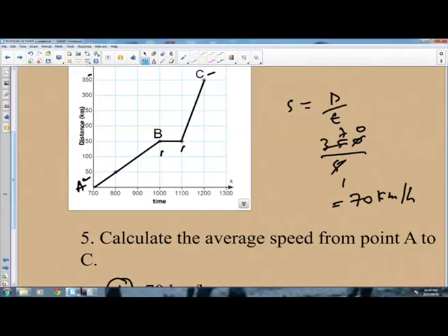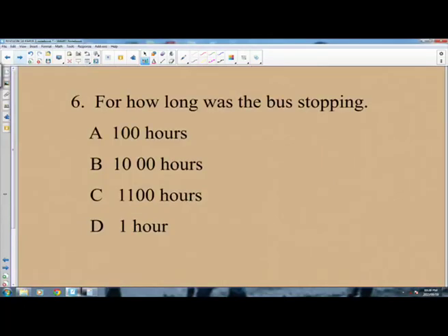So let's go and check in our solutions. Do we have 1 hour in our solutions? The first one is 100 hours, B 1000 hours, C 1100 hours, and then D it's 1 hour. And this is what we found. So we will circle D to answer this question, because the bus has been stopping for 1 hour.